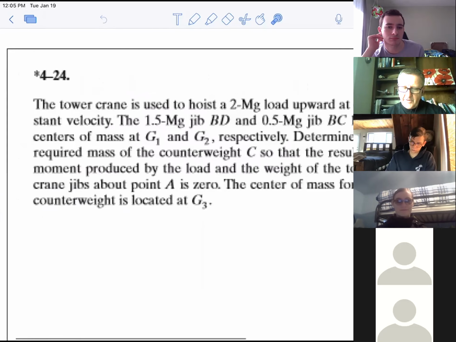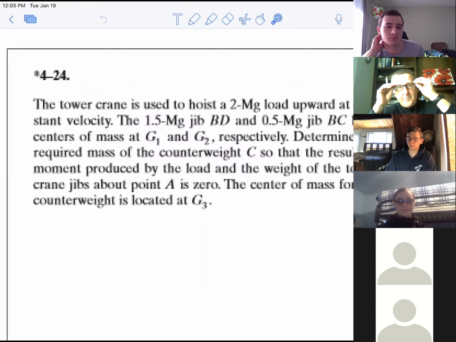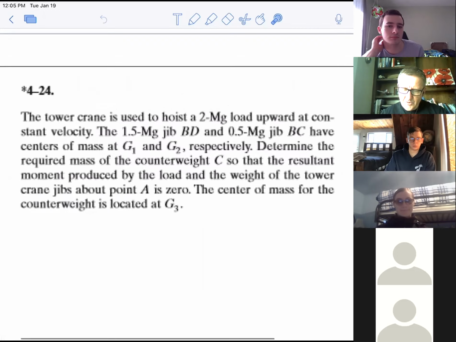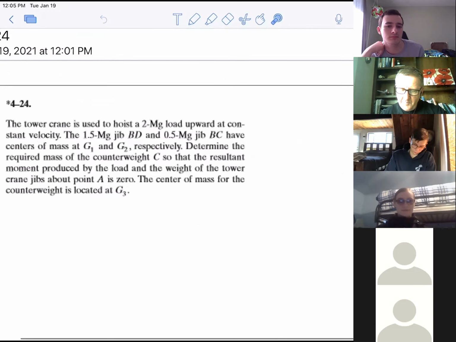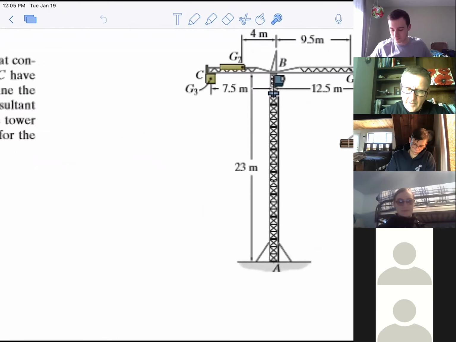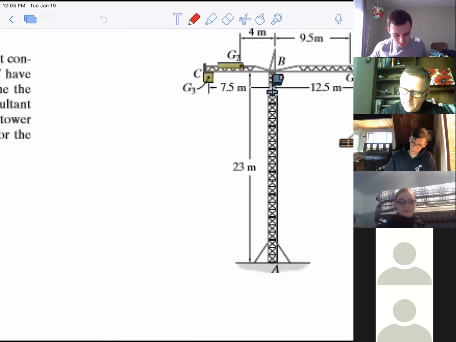Let's see. And as I glance at it, notice all of them are megagrams. And that sort of makes sense. This is heavy. We're not lifting grams. This isn't some teeny little thing. So the tower crane is used to hoist up a 2 megagram load. So we're told this over here is 2 megagrams. Do I want to leave that in megagrams?